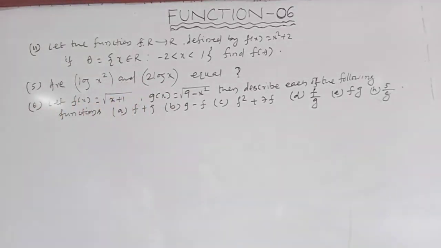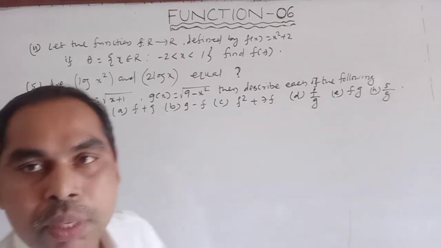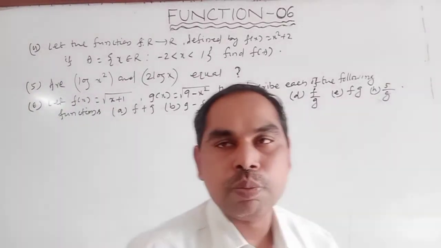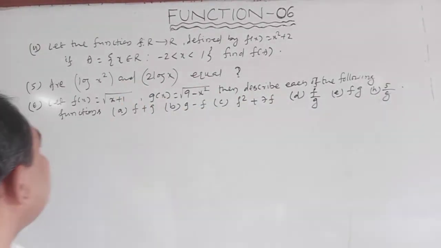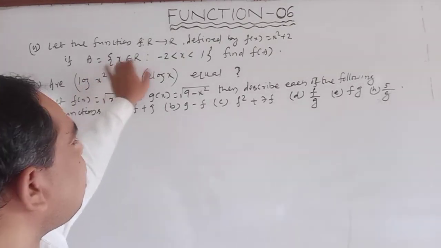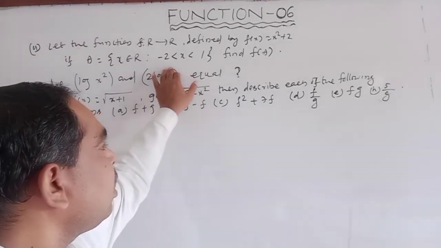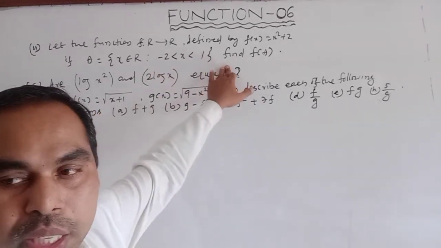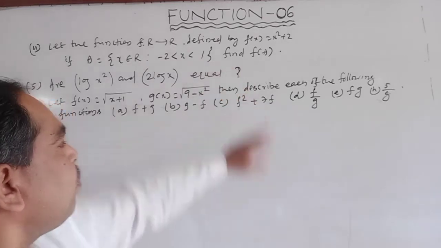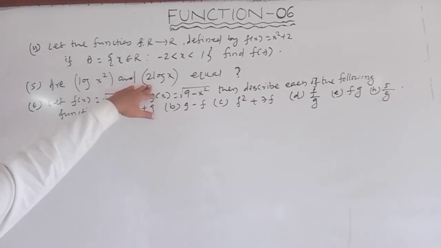Next question. Let the function f from R to R be defined by f of x is equal to x square plus 2. If A is equal to x belongs to R such that x lies between minus 2 to 1, then find f of A. Next, is log x square and 2 log x equal?